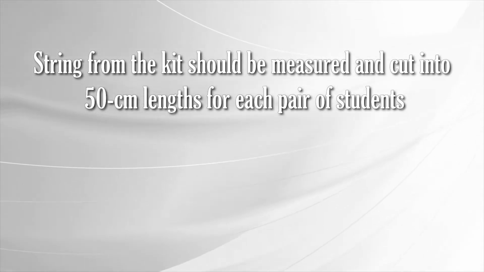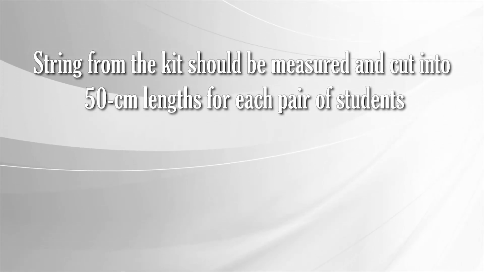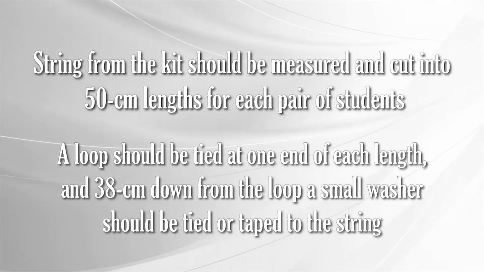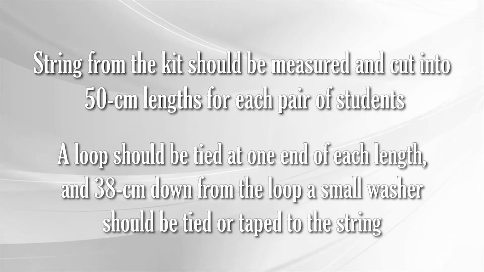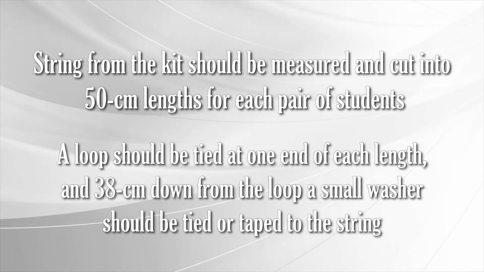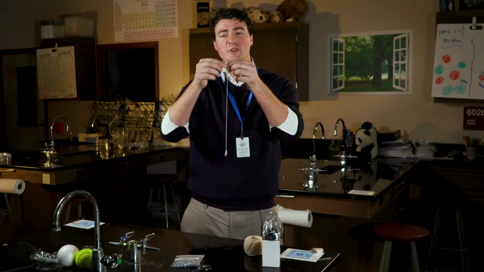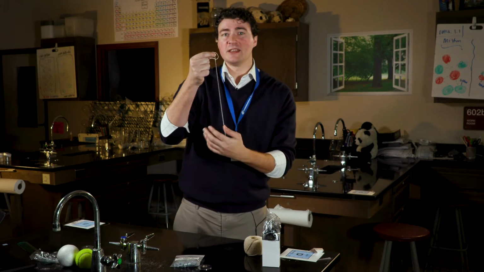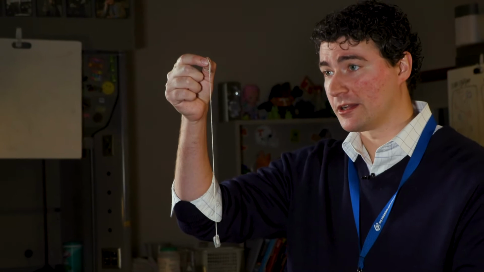String from the kit should be measured and cut into 50-centimeter lengths for each pair of students. A loop should be tied at one end of each length, and 38 centimeters down from the loop, a small washer should be tied or taped to the string. The loop should be big enough to fit around a pencil. These pendulums should be saved for the next couple of lessons as well.